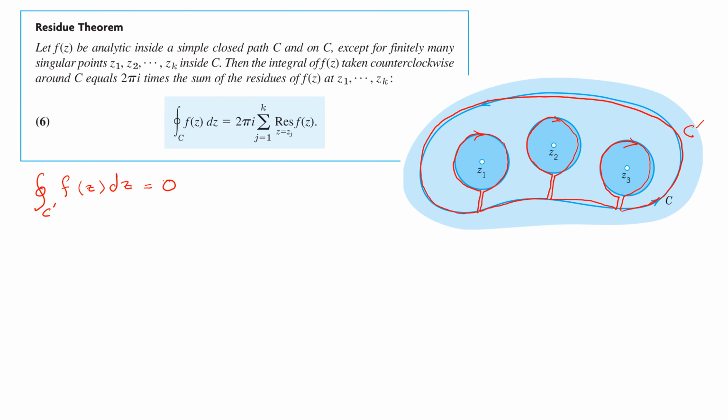Okay, because you see, with this trick, I put all of these z1, z2, z3, where the singularities are, outside that path, right? They are outside the path. And then now, if I write this integral, split it into pieces. One part is around C, and one part is around these, let's call them C1, C2, and C3.